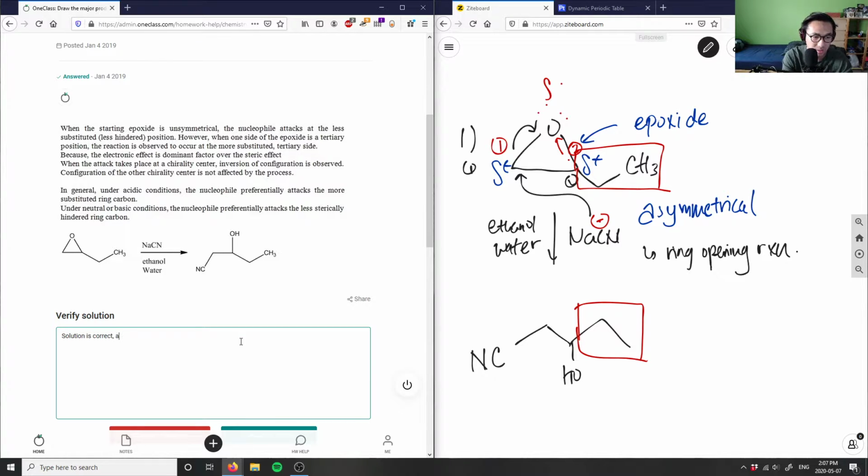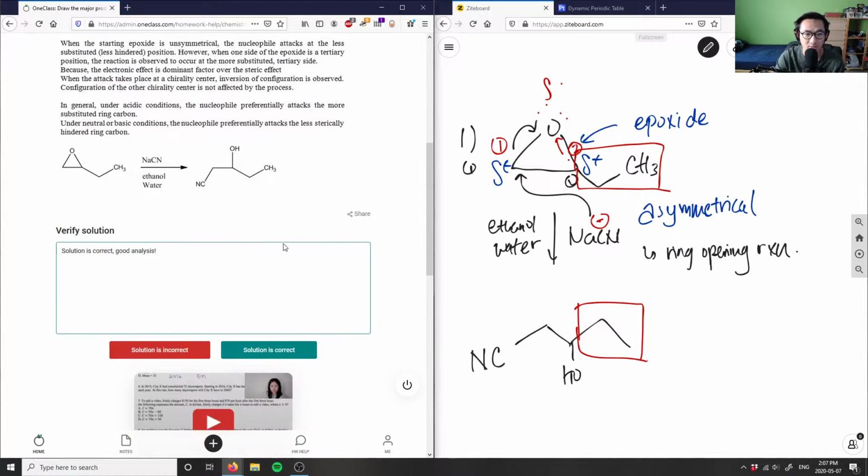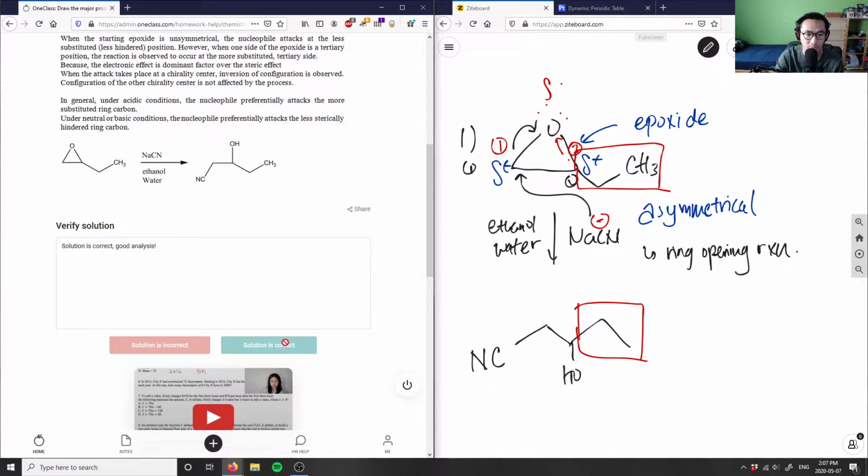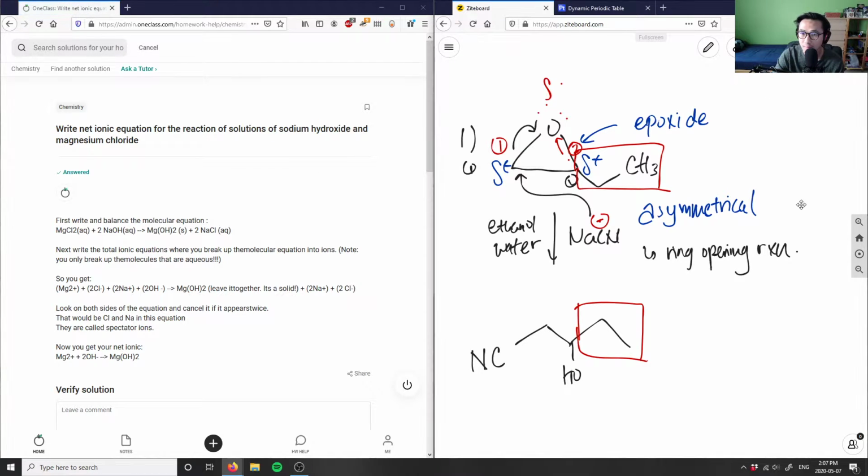So the solution here is correct. Good analysis here, because I like how they provide analysis as to the ring opening of epoxides in both acidic and basic conditions here. So the solution here is correct.